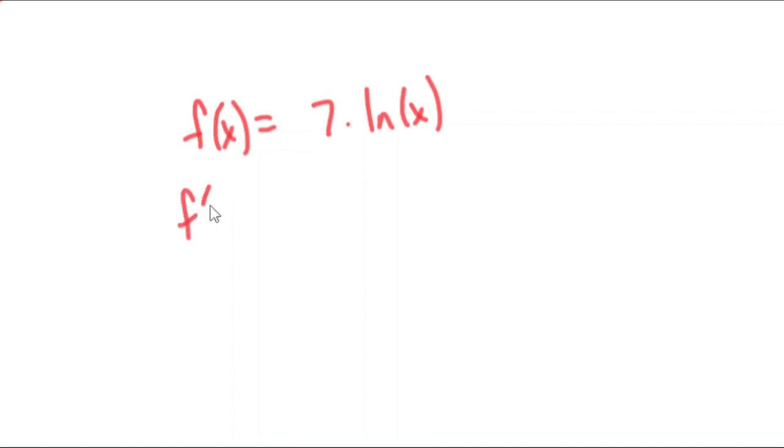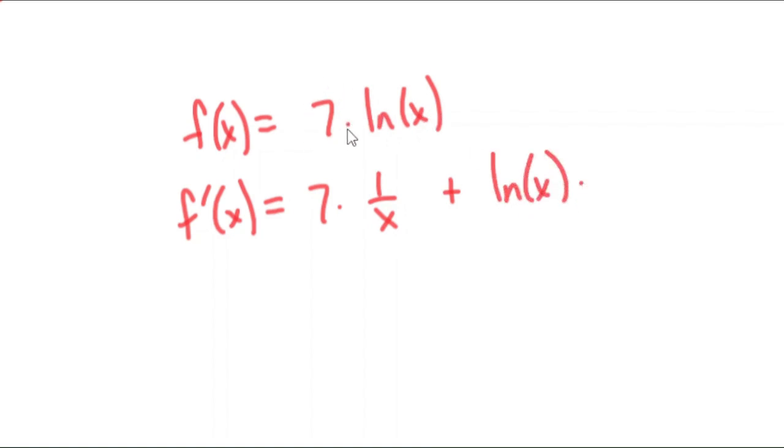What happens if I applied the product rule, though? Well, you can do the product rule. In fact, you do the first function, 7, times the derivative of the second one, which is 1 over x, plus the second function, natural log of x, times the derivative of the first. What's the derivative of 7, though? It's just 0. So all this just goes away, and it just ends up being the constant times the derivative of the function. Okay, so whenever you just have a constant times a function, you can just do the constant times the derivative of the function.